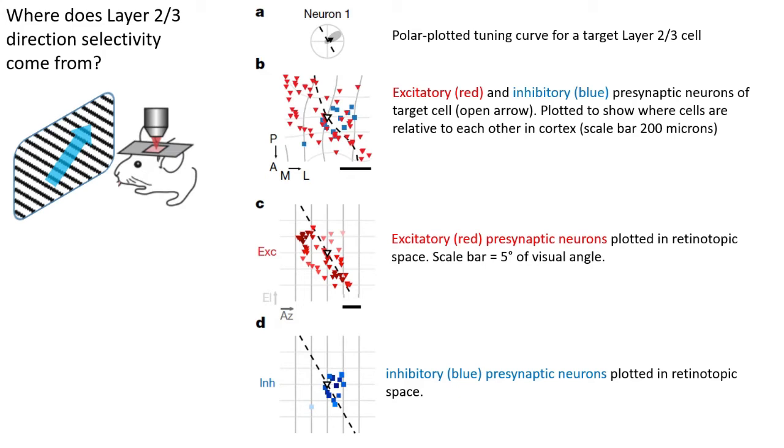Now, if you look closely, you can see that the excitatory cell's receptive field locations are shifted slightly ahead of the target cell's position. That is, a bar moving in the preferred direction for this cell will excite these presynaptic cells slightly before they do our target cell. And the inhibitory cell's receptive field locations are shifted slightly behind the target cell's location. That is, a bar moving in the preferred direction will excite these inhibitory presynaptic cells slightly after they do our target cell.